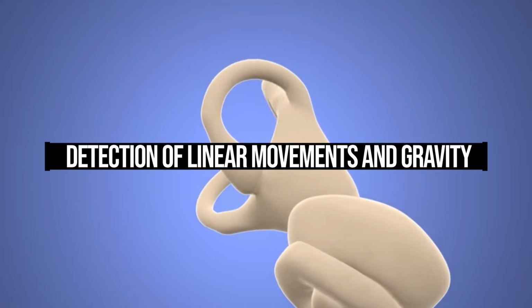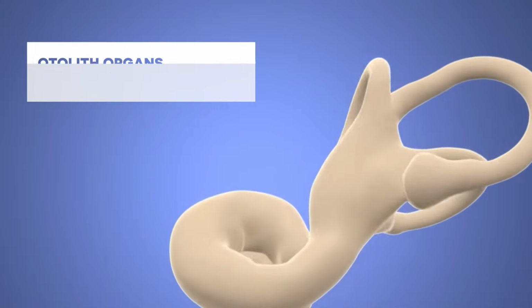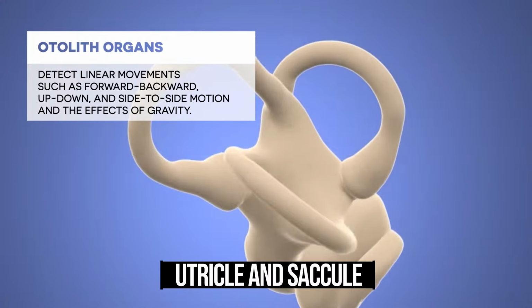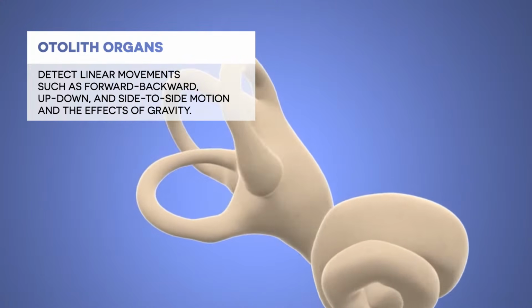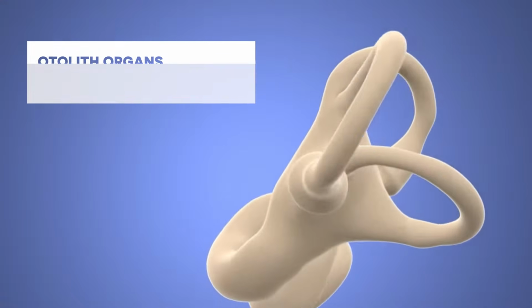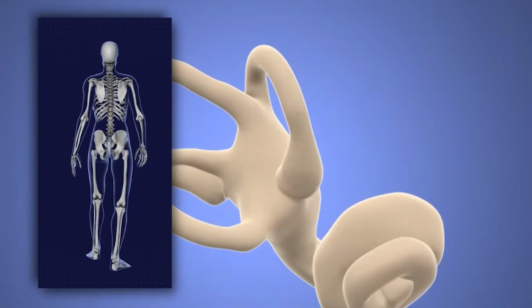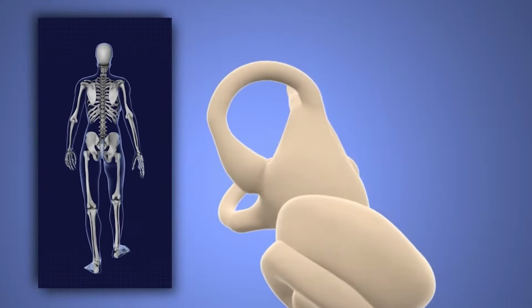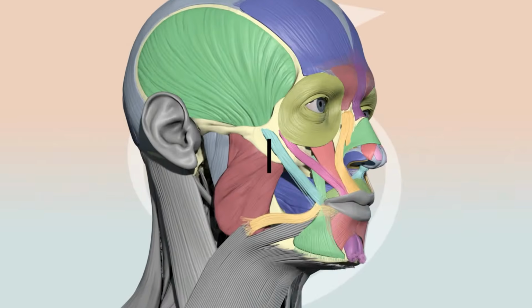Detection of linear movements and gravity. The otolith organs, utricle and saccule, detect linear movements, such as forward-backward, up-down, and side-to-side motion, and the effects of gravity. They help in understanding the orientation of the head relative to the ground, aiding in balance and posture.